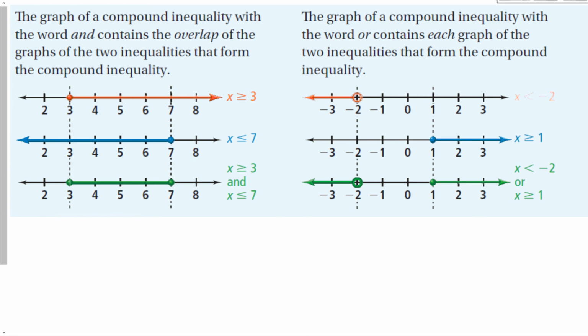So the graph of a compound inequality with the word and contains the overlap of the graph of the two inequalities that form the compound inequality. If you look at my first inequality, x is greater than or equal to 3, and x is less than or equal to 7. If we say the first one and the second one, we want both to be true. So in order for both of them to be true, you can see that the red one goes to the right, the blue one goes to the left, and in between, the place where they are both true is going to be between 3 and 7.